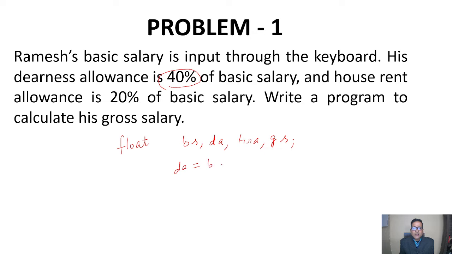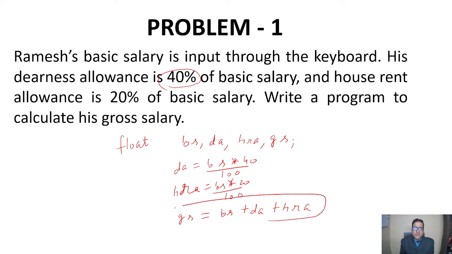DA is the 40% of the basic salary. And likewise HRA is the 20% of basic salary. And after that we have to add these terms to find the gross salary, which is basic salary plus DA plus HRA. So this is the thing we have to do for this program.